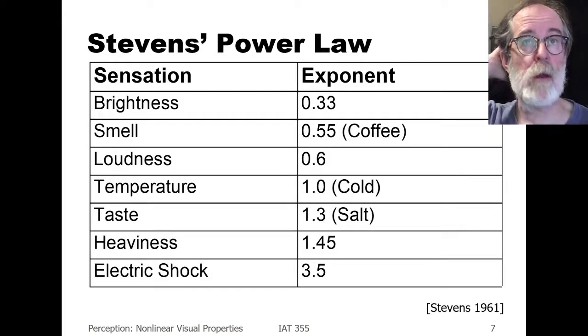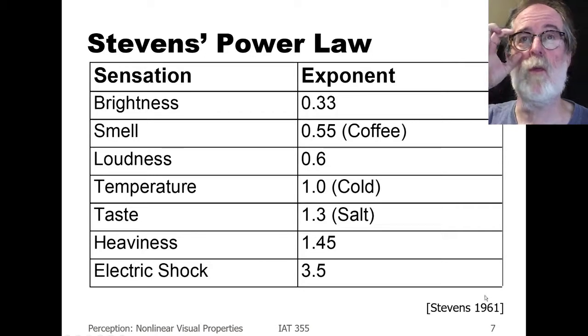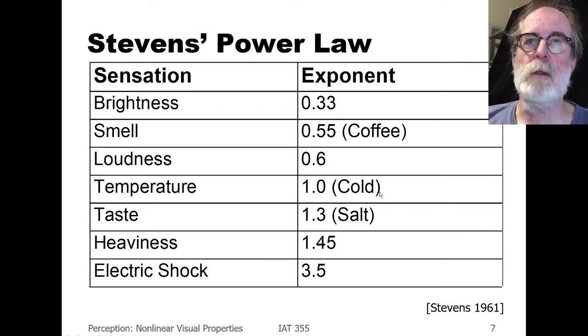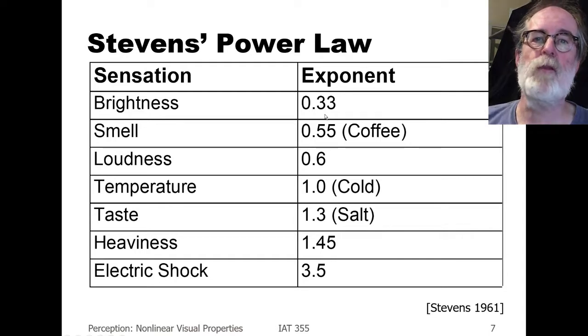So with respect to this experiment that he did in 1961, Stevens was interested in mapping out what the exponent is. And so the exponent for brightness is about 0.33. That is to say, it's the cube root, roughly. For smell, coffee, it's about 0.55, so square root roughly. Loudness, 0.6. But temperature, we're also pretty close to the mark. The exponents seem to be 1. For taste, it was 1.3. Saltiness was the stimulus there. Heaviness, 1.45. And electric shock, 3.5. That is, the cube of the voltage is what our feeling about it is.